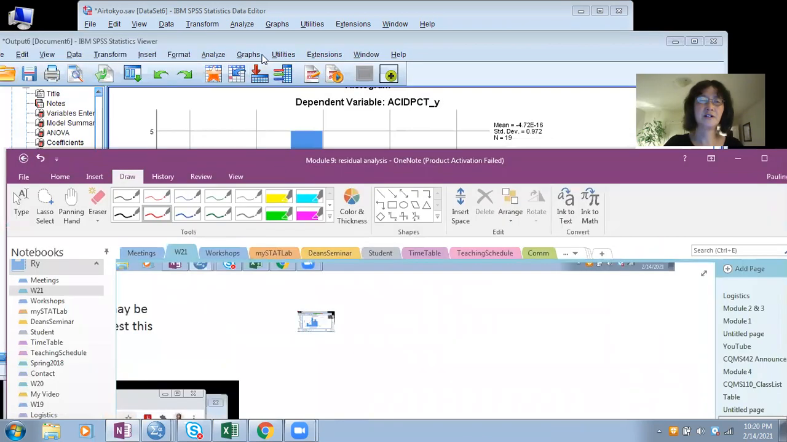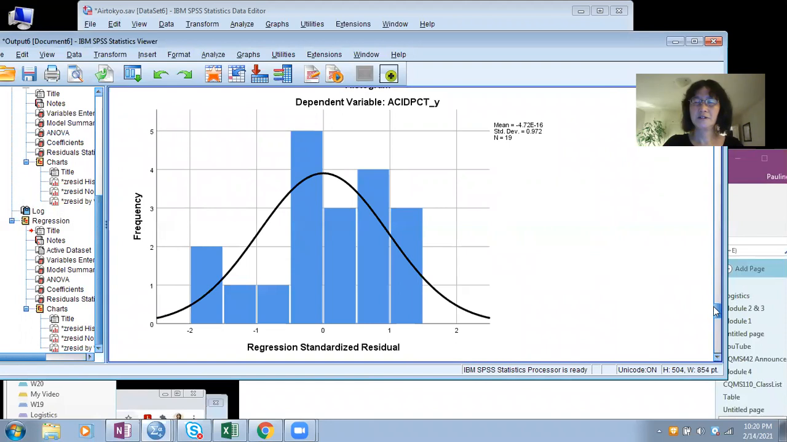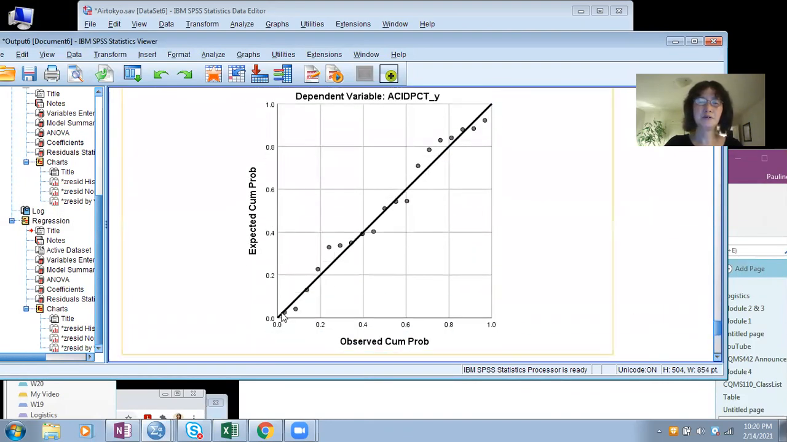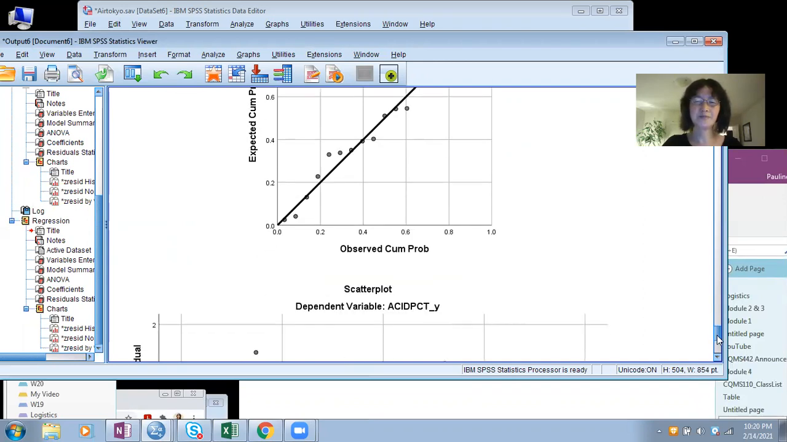Adjust later on. And then this is the normal probability plot, it looks like it's on the straight line. Okay, that means it is normally distributed, the error. Okay, the residue is normally distributed.